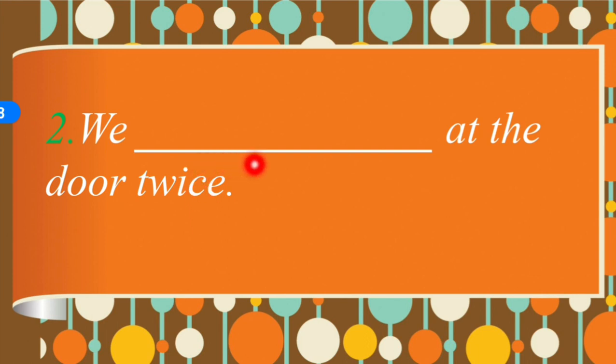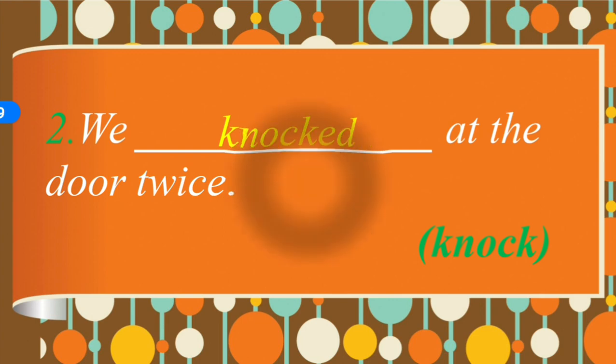We dash at the door twice. And the verb that is given to us is knock. Very simple. How do we make the past form of knock? Yes, we have to add ed and it is knocked. We knocked at the door twice.